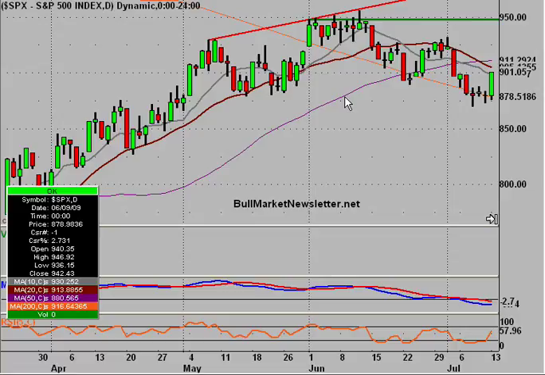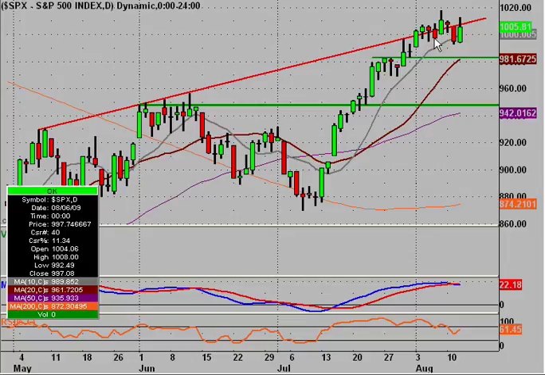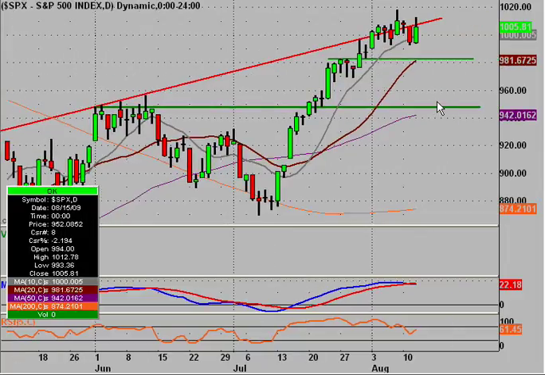So hopefully we can separate ourselves from this trend line here. If not, second best situation is these support lines hold, but we will see.